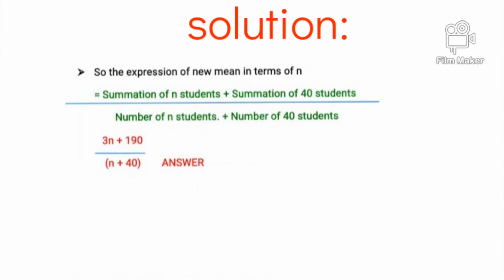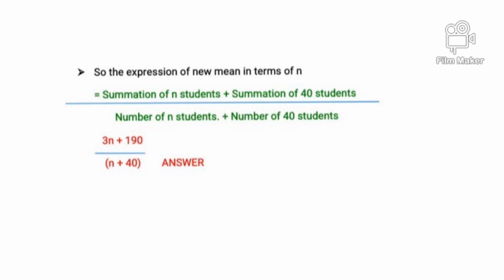So to find the expression of the new mean in terms of n, you have to combine the summation of the n students plus the summation of the 40 previous students to generate your numerator. The summation of the n students is 3n plus the summation of the 40 students, which is 190. You get 3n plus 190 as your numerator. Remember, the number of students before the n students were added was 40. So it means that the new number is now n plus 40. So it gives you the expression of the new mean in terms of n as 3n plus 190 divided by n plus 40 as your final answer. I hope you are getting me, class.